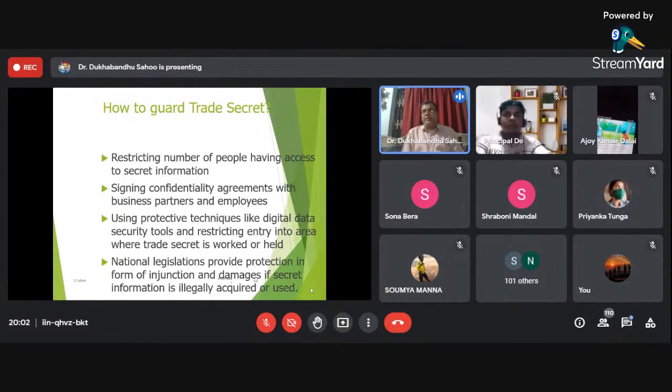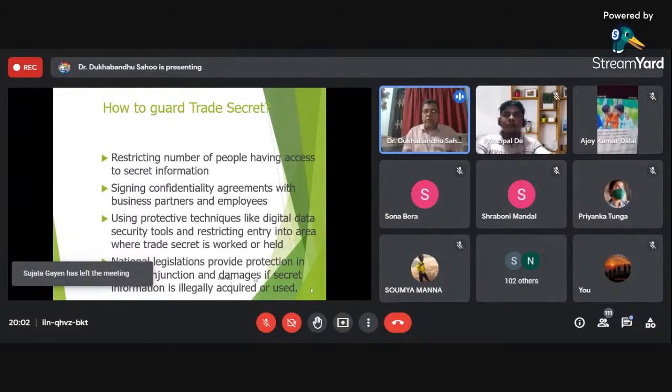Then how do you get this trade secret? We may be given the right to have a trade secret, but the onus lies on the individual, the company or the industry which has invented it. How can it be guarded? By restricting the number of people who have access to the secret formula of a particular product. The secret formula of the chemical composition used for the preparation of Pepsi is known only to a limited number of people.